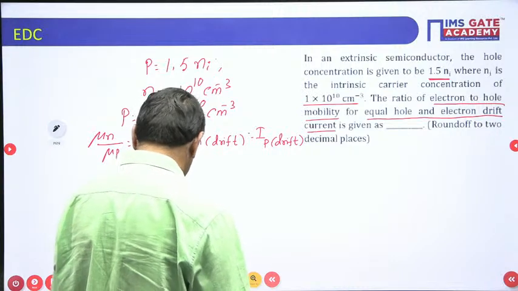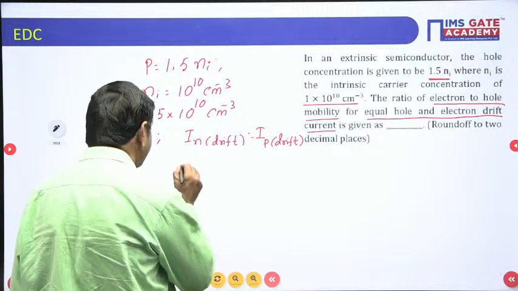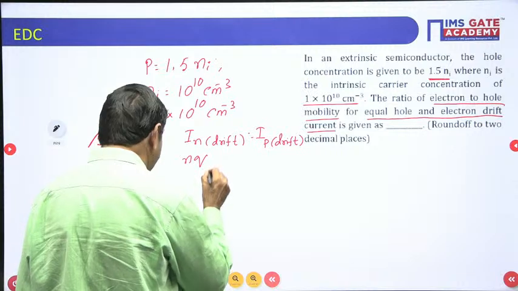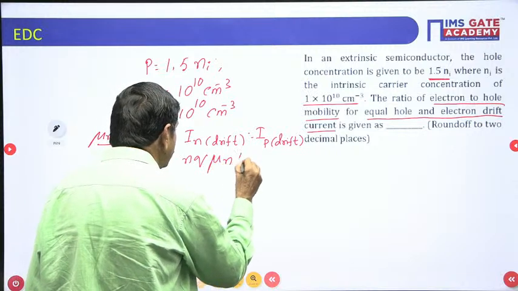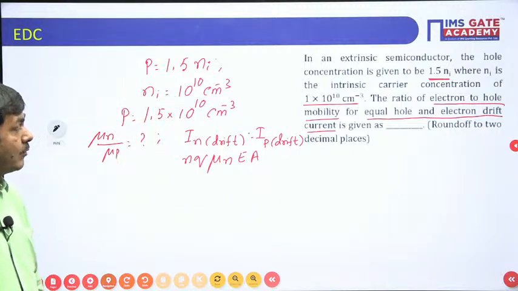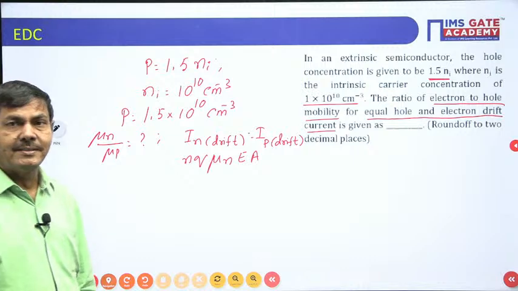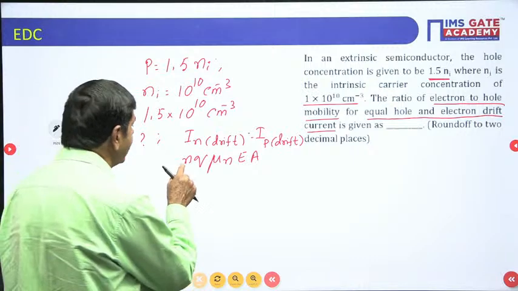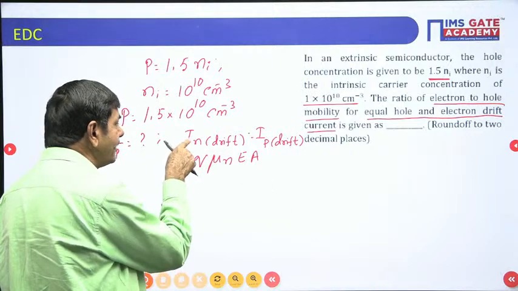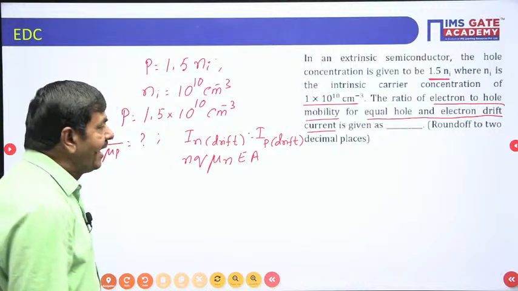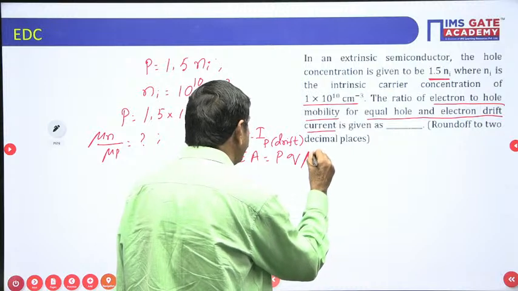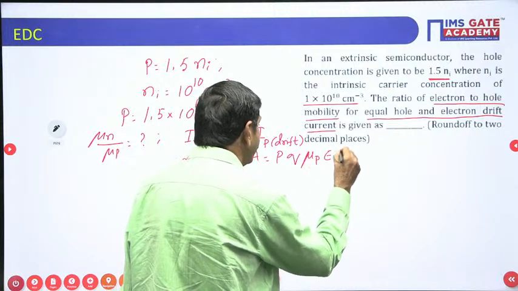For electrons, it is N into Q into mu n into E into A. Current density, you know very well, is sigma into E. Sigma is nothing but conductivity, so N into Q into mu n into electric field gives current density. Current means multiply by A. For hole drift, what do you have to do? P into Q into mu p into E into A.